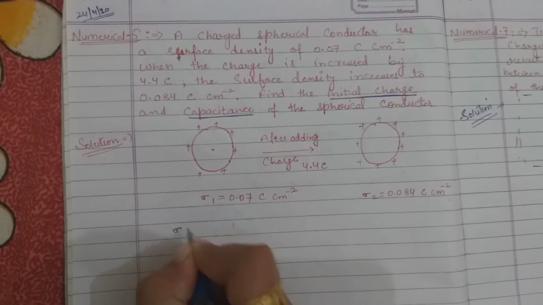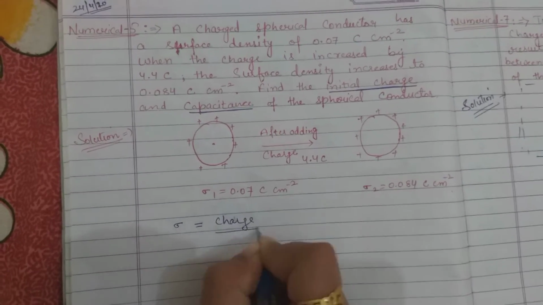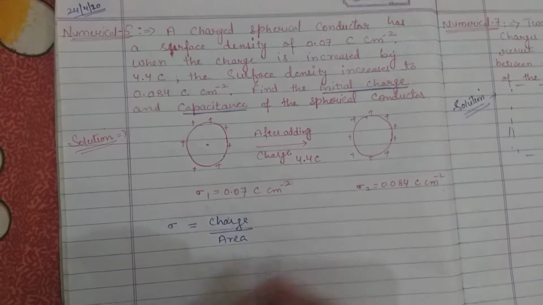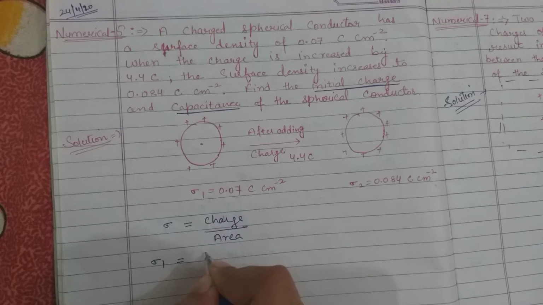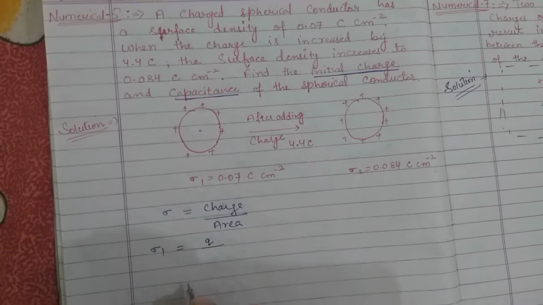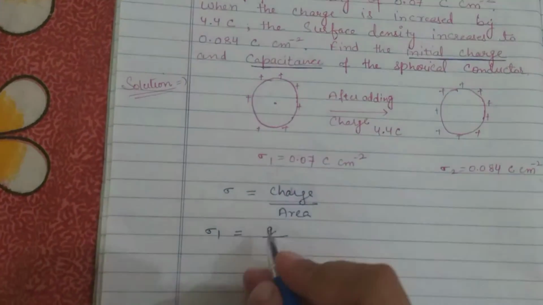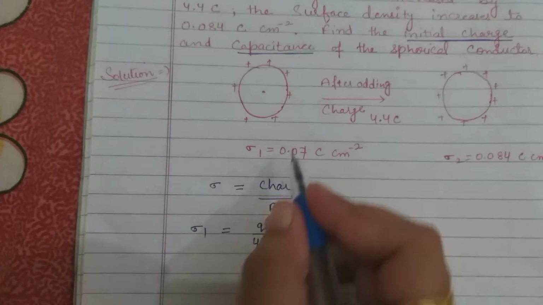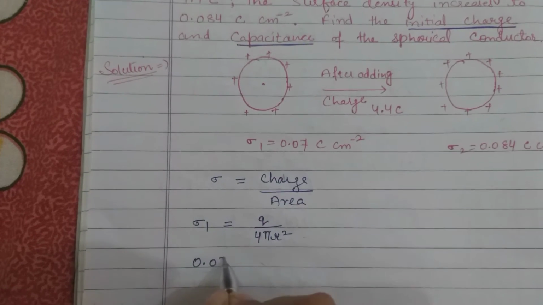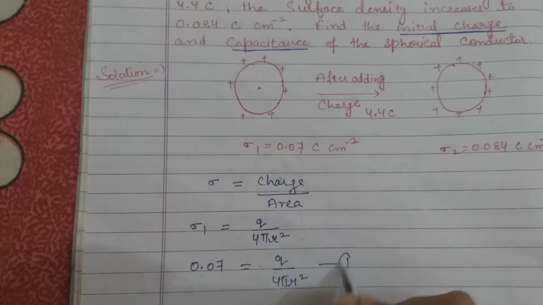So how to solve this? First of all, as we know, the general formula for surface charge density is charge upon area. For the first, sigma 1, let us consider the charge is small q, and as we know this is a spherical conductor, so the area for sphere is 4 pi r square, and the sigma 1 is given to us as 0.07 is equal to q upon 4 pi r square. Give this equation number 1.